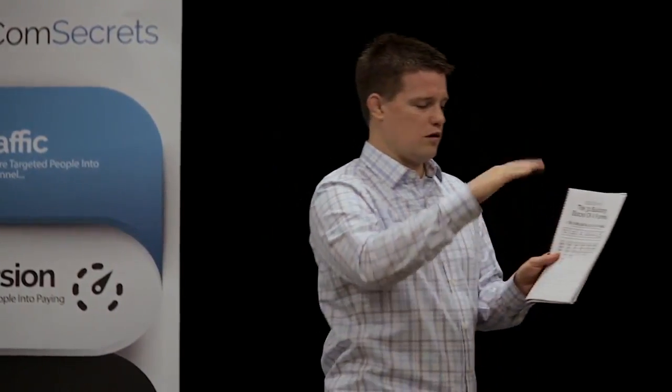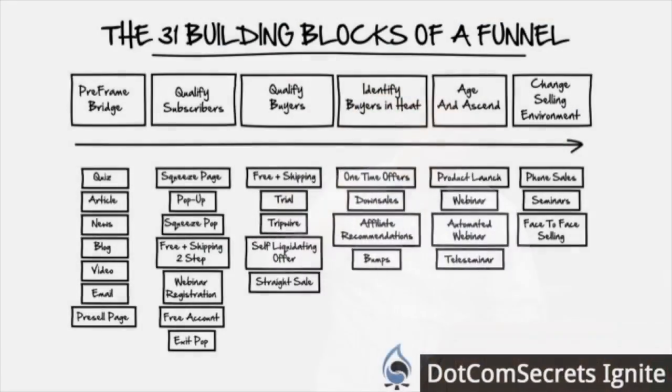And typically, and I'll show you guys this in the next session, we can do multiple upsells and downsells. It doesn't have to be just one, but it's always one of those four things. Okay. Now, after we've got them in the process and we've identified the buyers in heat, we finished our first date, we both went home. Now it's time for me to court the relationship. I'm going to age and ascend the relationship. I'm going to do that through a bunch of different things: product launches, a webinar, an automated webinar, teleseminars, a whole bunch of different ways to do that.